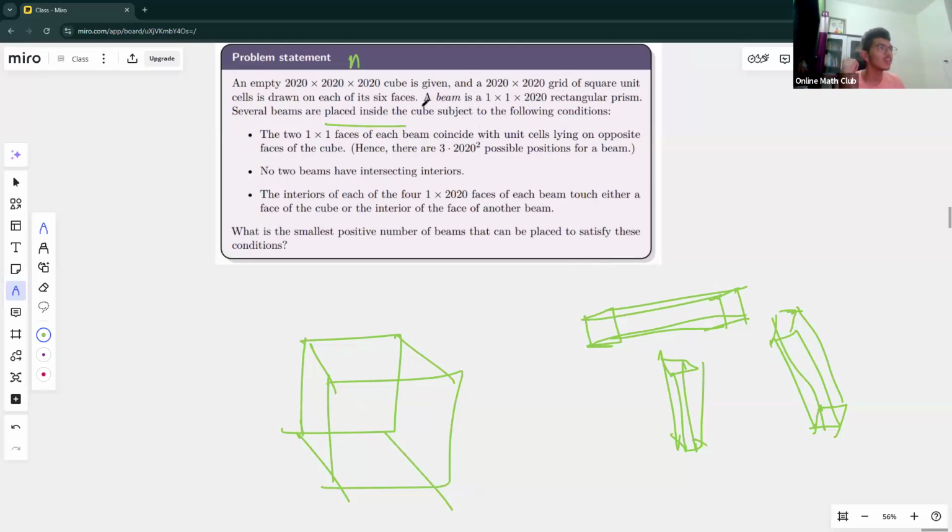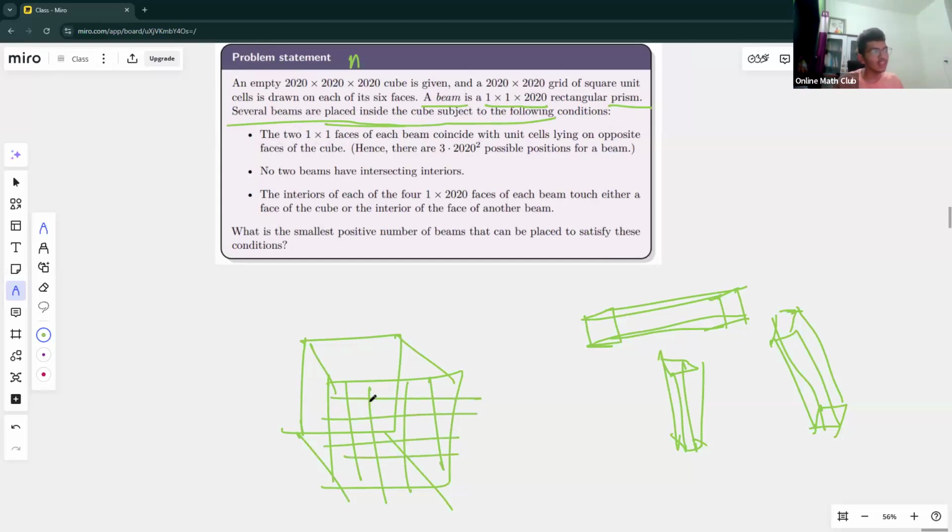They mention it, right? So the beam is a 1 by 1 by 2022 prism, and several beams are placed inside a cube. Okay, and now what do they do? They use some smart trick: they divide all the faces into 2022 by 2022 squares.